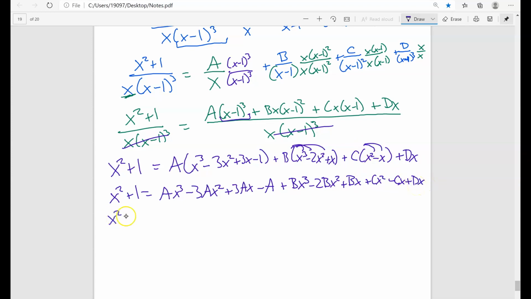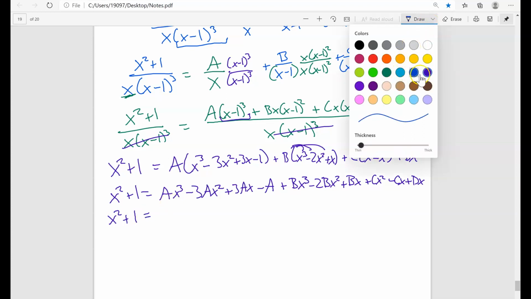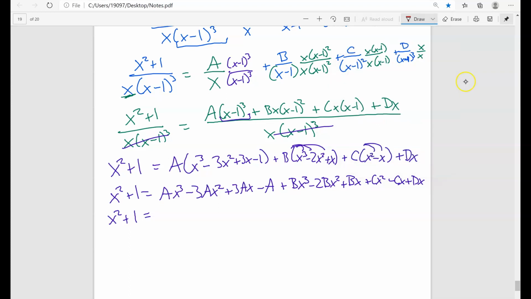So here's where you want to start grouping stuff together. Okay, so you're going to have, let me write in red. So I have an x cubed here. Do I have another x cubed? Yeah, I have this guy. So I'm going to group those guys, and I'm going to write it like this. I'm going to factor it at the same time. A plus b, and then the cube.